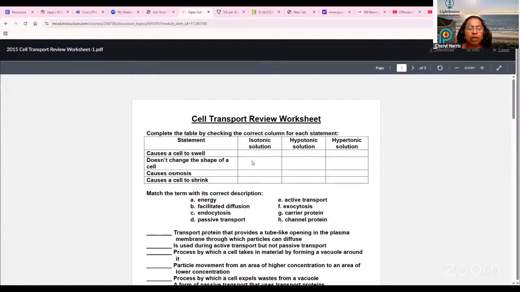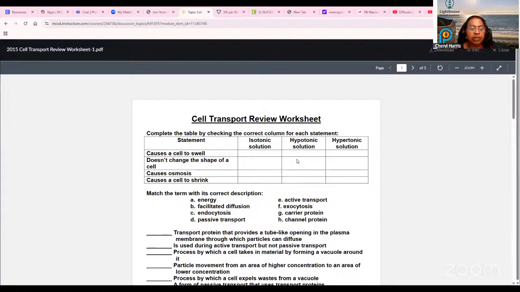I'm going to tell you, it doesn't change shape, right? That's going to be the normal cell. So you should have a check mark, not two. So osmosis is the movement of water. So remember we had our arrows going back and forth. So you got two checks in this column. It doesn't change the shape, but it does allow the water to move back and forth. All right.